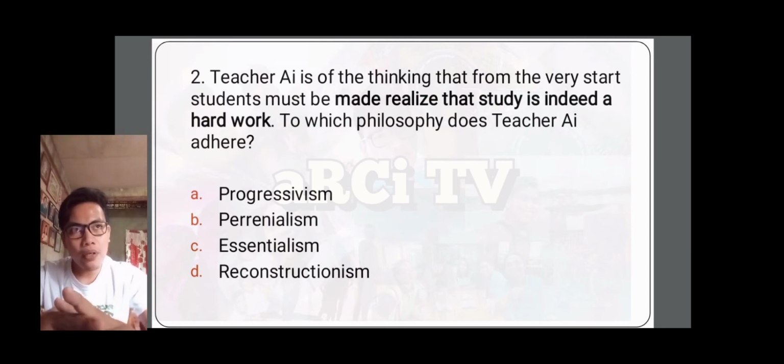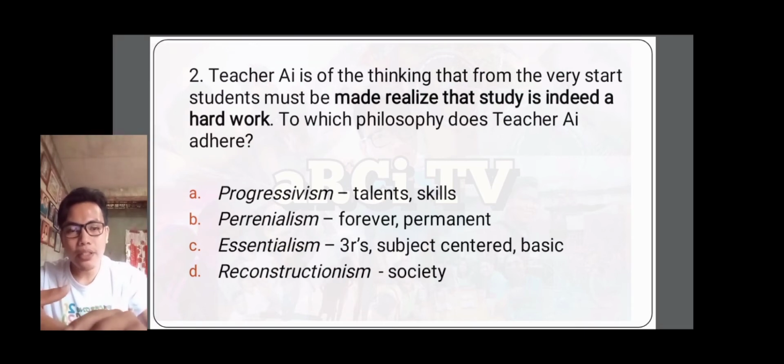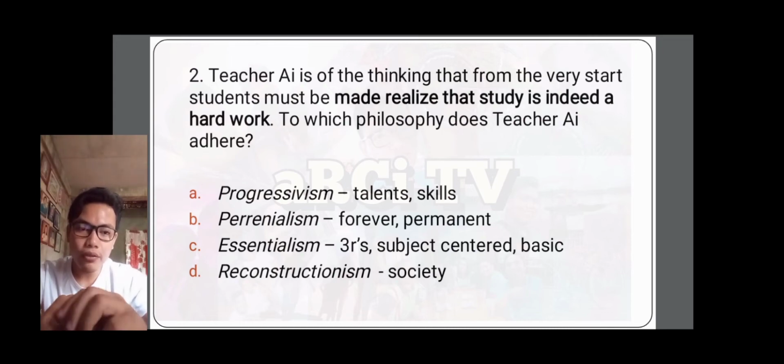Now again, step number 2, finding connections between the keyword in the question and the options. So, simula ulit tayo sa letter D. Letter D is reconstructionism, which is about society. About po ba yan sa society? Letter C, essentialism, which is about the basic, the fundamentals, the 3 R's, and the important subjects. And letter B, about po ba yan sa forever or permanent or unchanging? And letter A, about po ba yan sa talents and skills, progressivism? Is it A, B, C, or D?